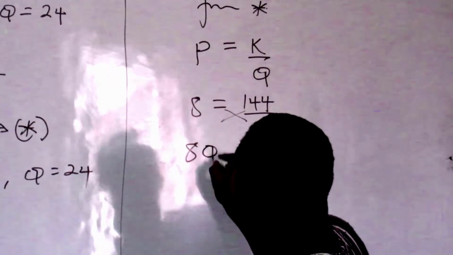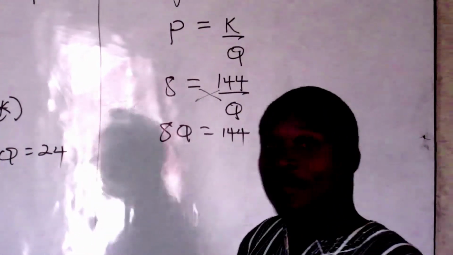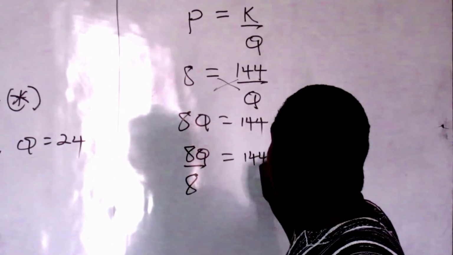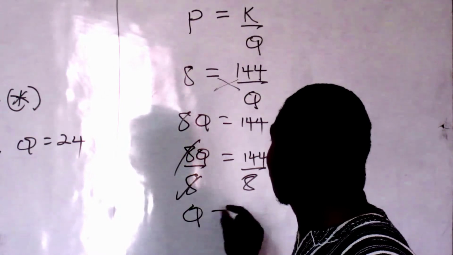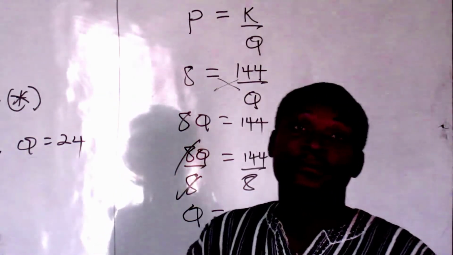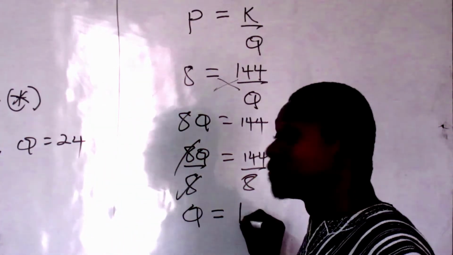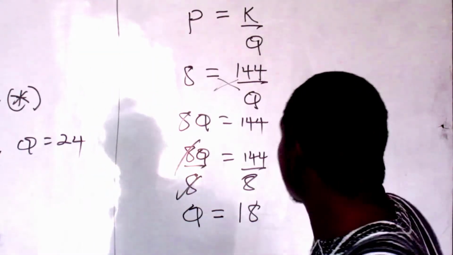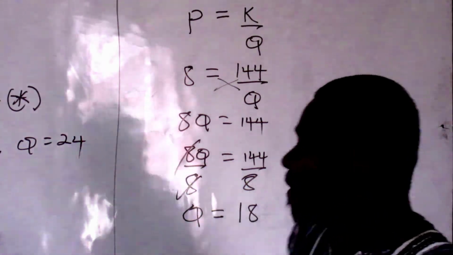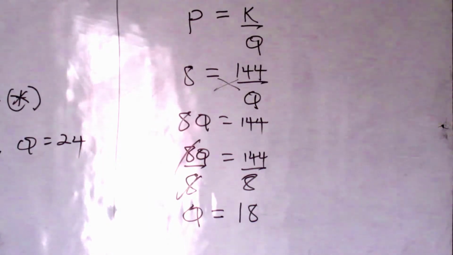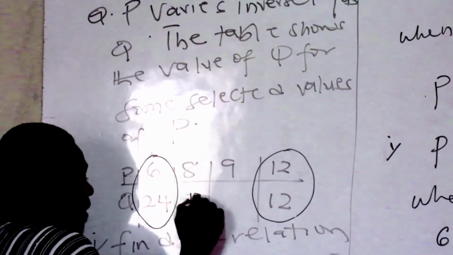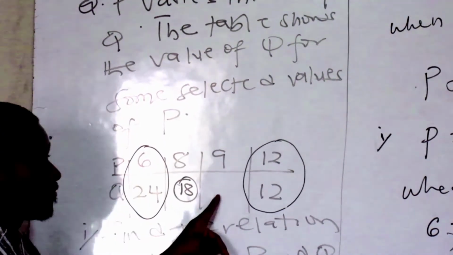Cross multiply: 8Q equals what? 144. Good. Now we have 8Q over 8 equals 144 over 8. Now what is Q? When you divide 144 over 8, what do you get? 18. Okay. You've done well. So you get 18. So it means when you come to this side of the table, copy and complete, I think you really have to draw it. The answer here is 18. We have it. Now how do we fill this gap too?